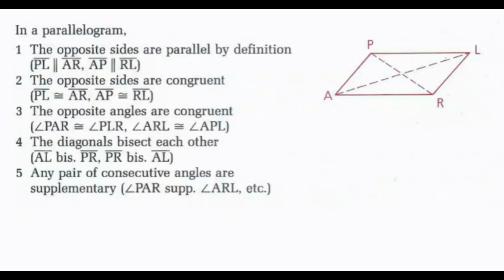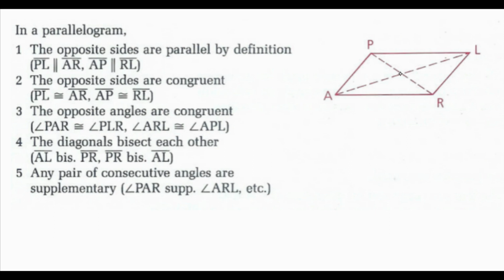So in a parallelogram, the opposite sides are parallel. So PL would be parallel to AR, and PA would be parallel to LR. The opposite sides are also congruent, so PL would be congruent to AR, and LR would be congruent to PA. Then the opposite angles are congruent, so angle PAR would be congruent to angle PLR, and angle ARL would be congruent to angle LPA. The diagonals bisect each other, so segment AL would bisect PR, and PR would bisect AL.